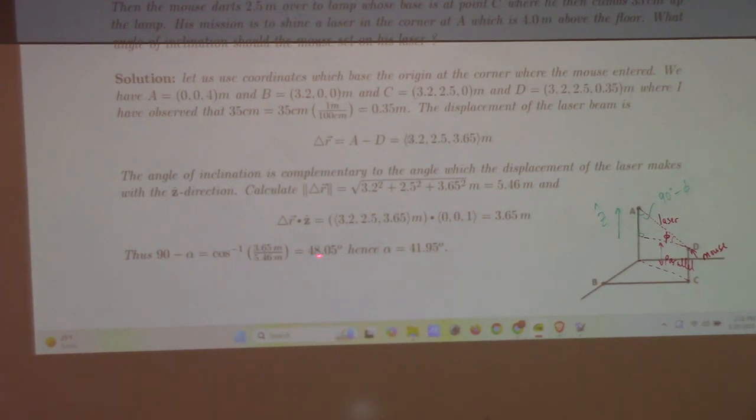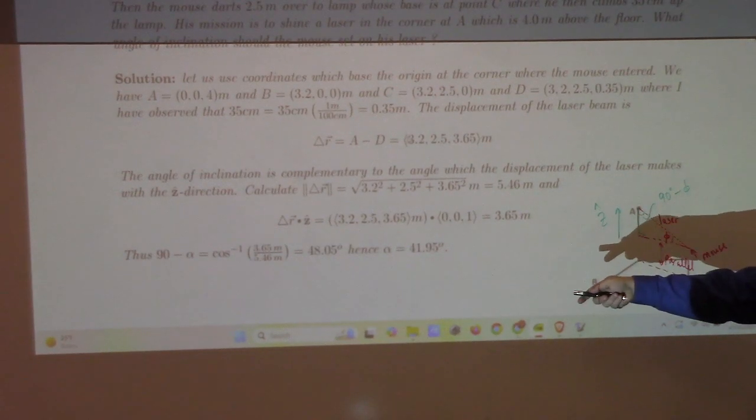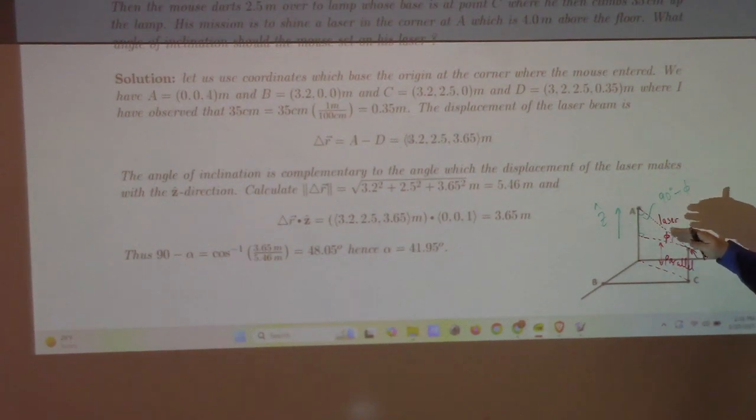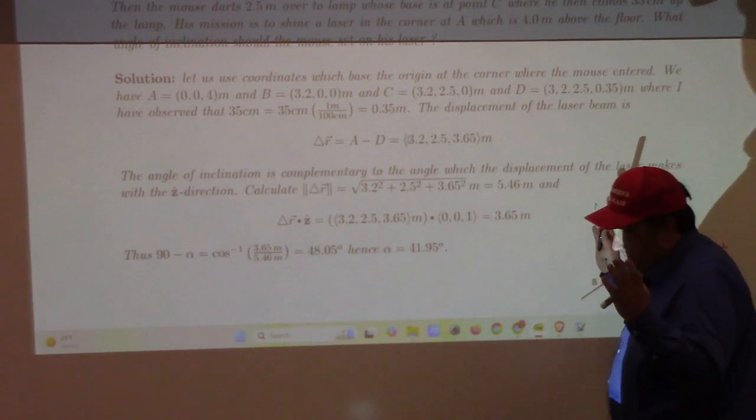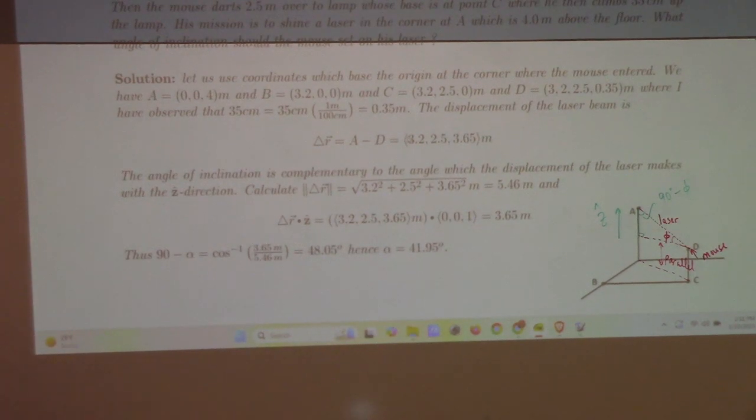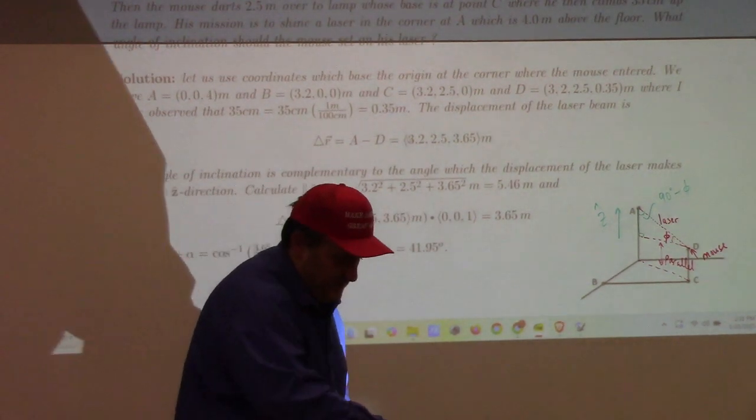inverse cosine of that is 48.5 degrees. So 48.5 degrees is this angle here, which then by complementary, subtract from 90, you get 41.95 degrees is my angle of inclination over here. So this example showcases some of the things we can do with vectors in terms of finding angles between three-dimensional displacements and so forth. And anyway, if you don't mind, I'm going to put away this miserable projector and lecture like a human for the rest of the time.